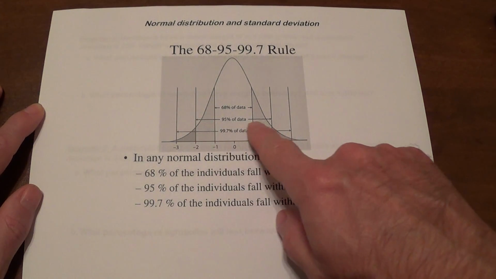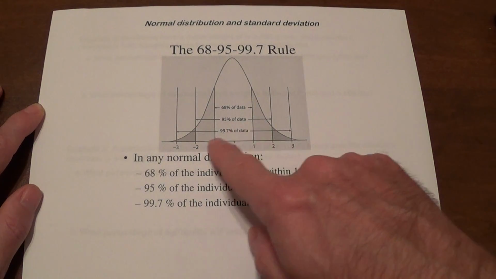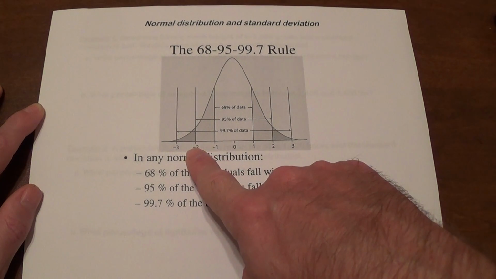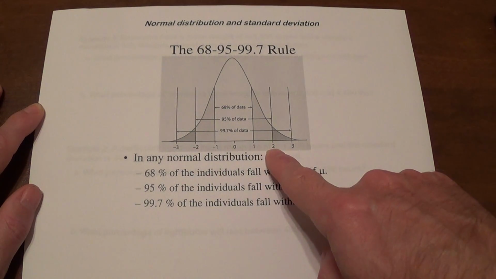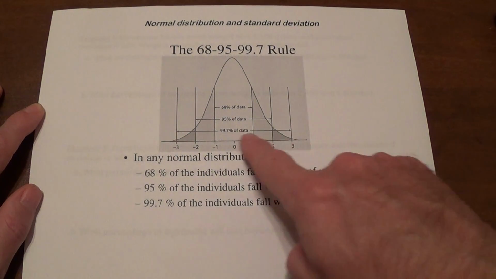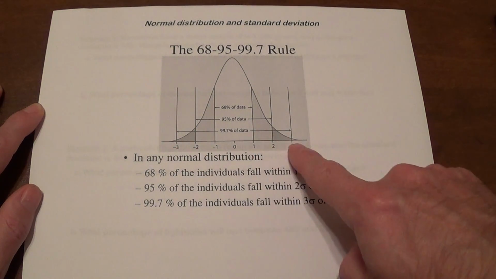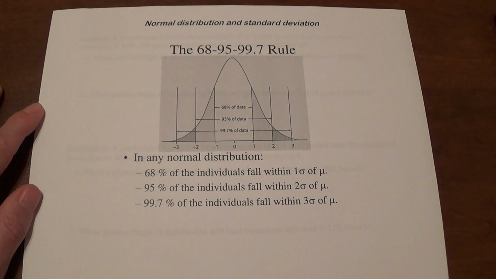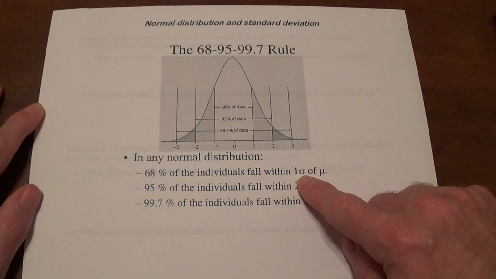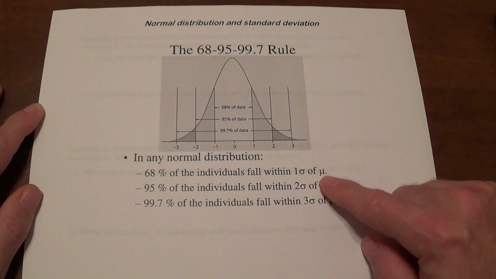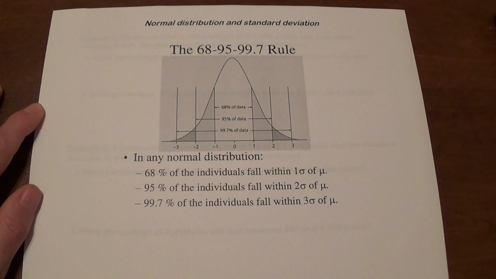About 95% of the data is going to fall within two standard deviations of the mean. So that's 2 below, 2 above. And 99.7% of the data is going to fall within 3 standard deviations of the mean. These are just the symbols. This symbol, sigma, represents the standard deviation, and this is mu, which often represents the mean.